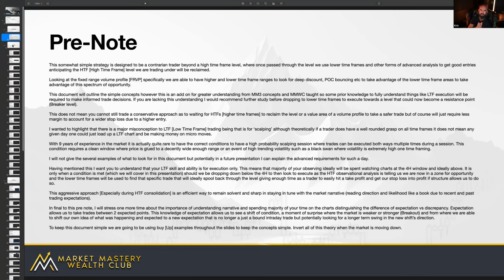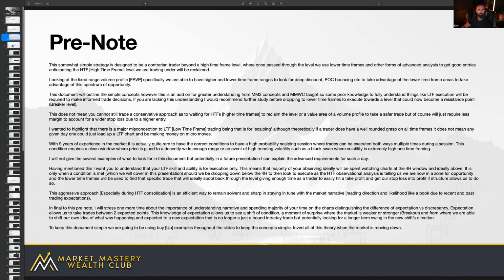So this somewhat simple strategy is designed to be a contrarian trade beyond a higher time frame level, where once passed through the level, we use lower timeframes and other forms of analysis to get good entries, anticipating the high timeframe level we are trading under will be reclaimed. Okay, so we're looking for a level. We want to find the trade under it. Traditionally, there'll be support and resistance. You go, I'm going against resistance. Now you get more advanced, take that away. We're actually finding the opportunity that becomes a wick on the higher time frame that reclaims the level, okay?